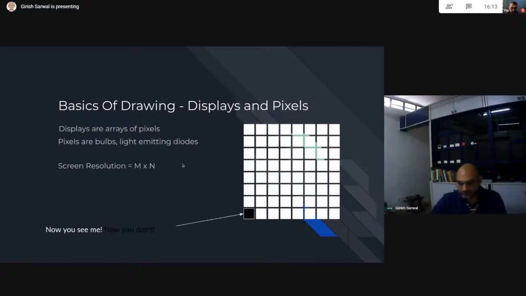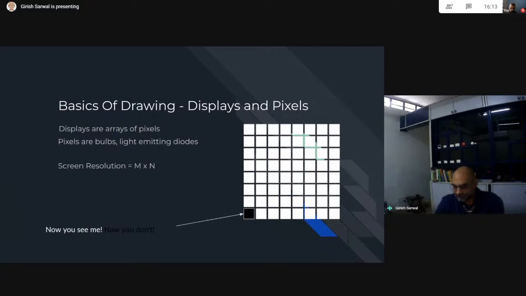Now, to understand how drawing happens on the screen, we really need to understand what a display is. Essentially, a display could be your television, it could be your monitor, it could be a banner that you see on the road. We see a lot of displays in our life every day. Now, what is a display? The way I like to put it is that a display is nothing but a 2D array of pixels.